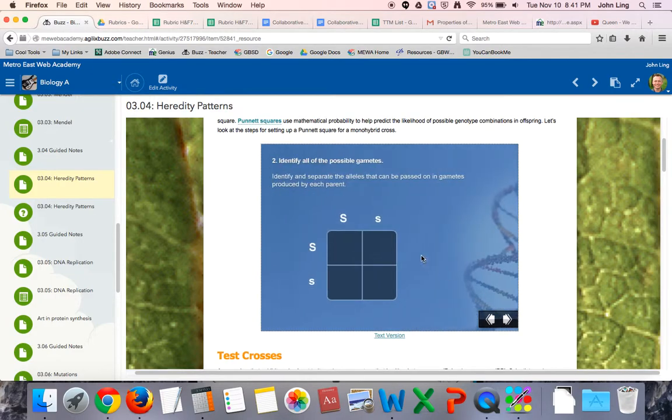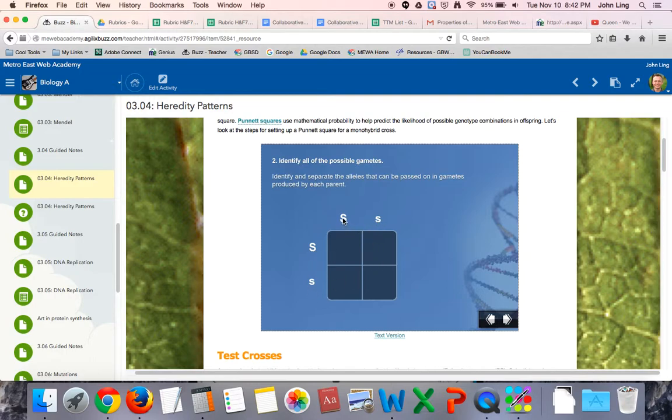So when we set up our squares, we split these up, because remember I said when a cell divides, you've got about a 50-50 chance, so you're going to get two daughter cells that have the dominant allele and two that have the recessive allele in this case. If these were both big S's, then you'd obviously have 100%. But you still have to split them up like this so we can see how they're going to match up with the other side.